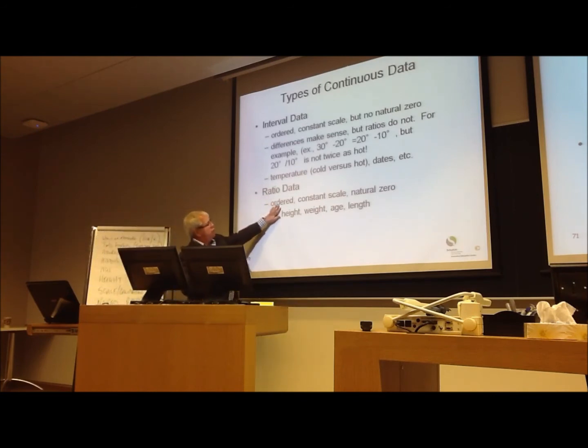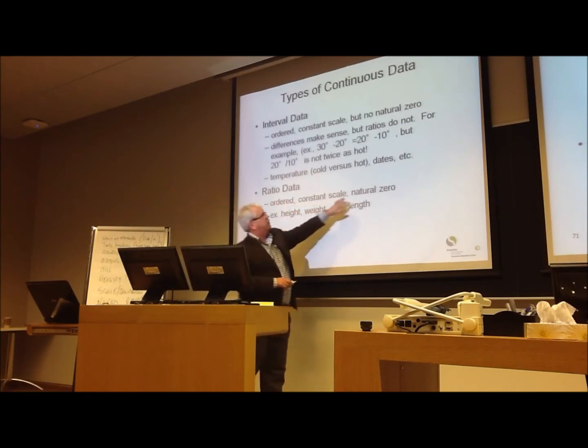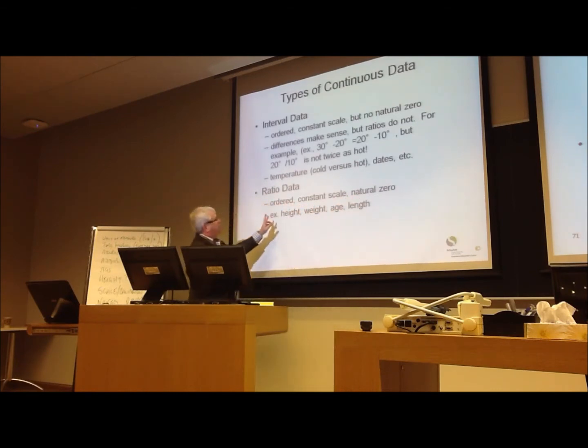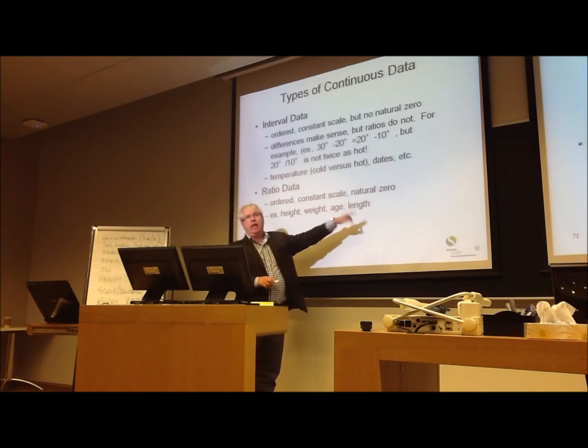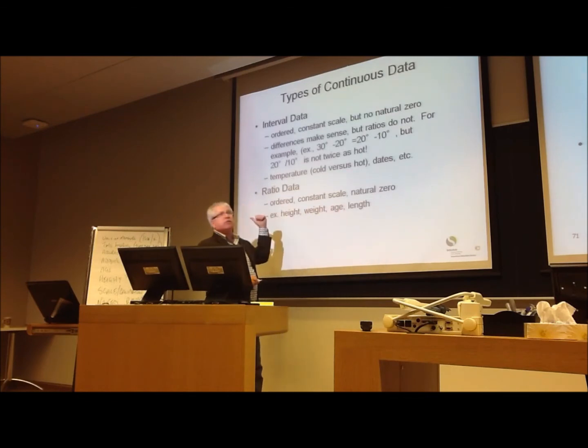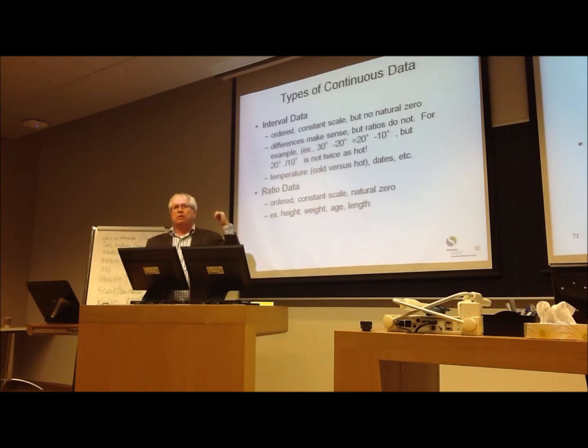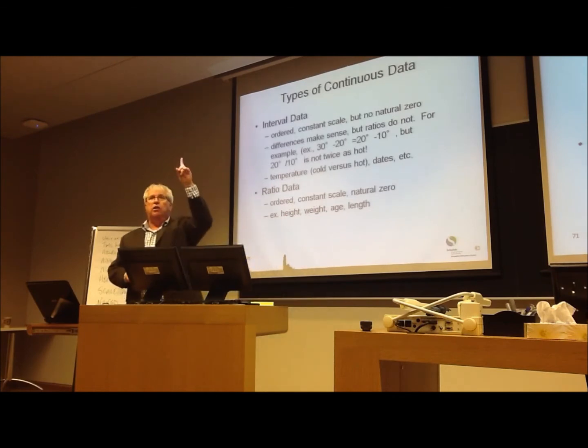Ratio data, ordered, has a constant scale, does have a natural zero, height, weight, age, length. I can't be negative so many pounds. I can't be negative so many inches. I start at 0 and I get taller.